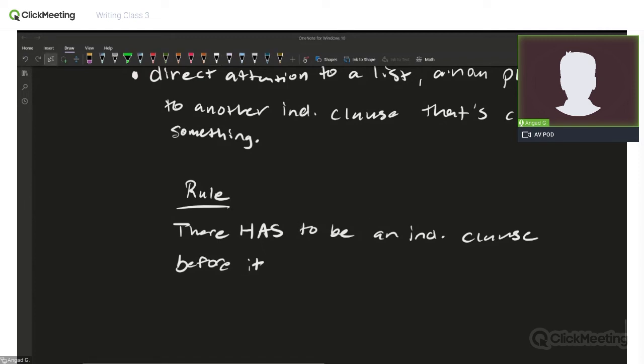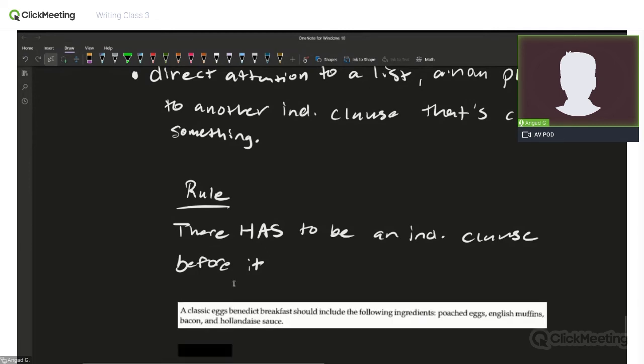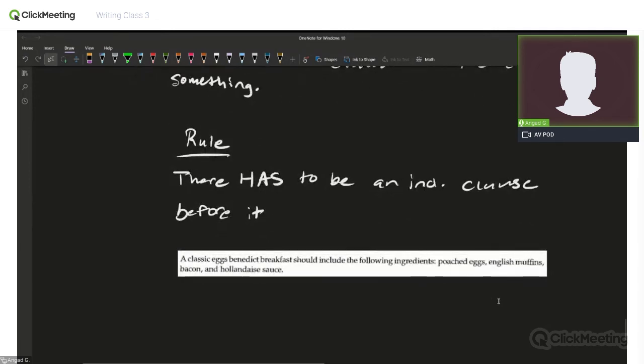All right, so let me give you guys an example. A classic Benedict breakfast should include the following ingredients: poached eggs, English muffins, bacon, and hollandaise sauce. You see, the phrase before the colon here is an independent clause. It's just directing attention to the list they're about to give. This part after the colon is not an independent clause, but it's perfectly fine because the only rule is that we have an independent clause before the colon, right? You guys get that?